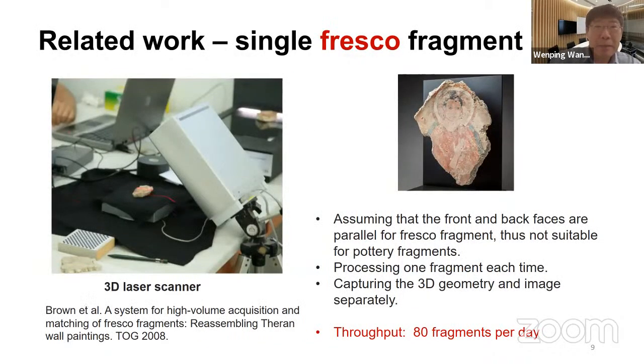All right, here are some related works. In this work, I think the paper appeared in SIGGRAPH several years ago, and people proposed a laser scanner setup to scan such objects one by one. They are dealing with a similar object, not really pottery or fragments, rather a fresco. That's kind of like wall painting fragments. The difference is pottery fragments don't have to be very flat. They can be curved surfaces, but fresco fragments are always flat and have constant thickness. The throughput is not very good. Less than 100 fragments can be scanned every day.